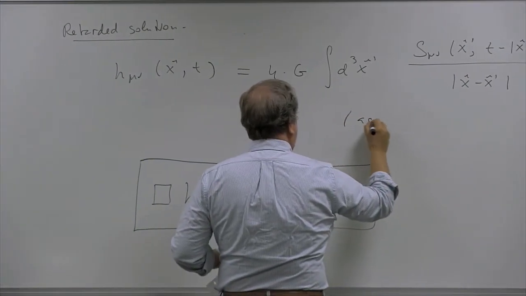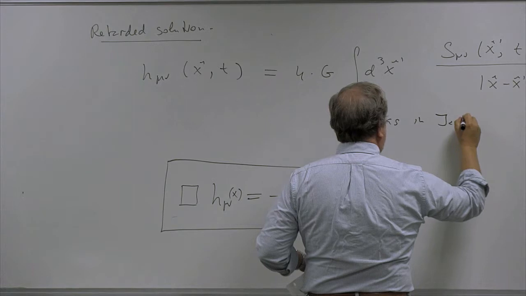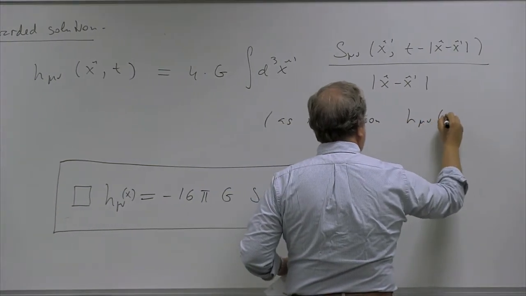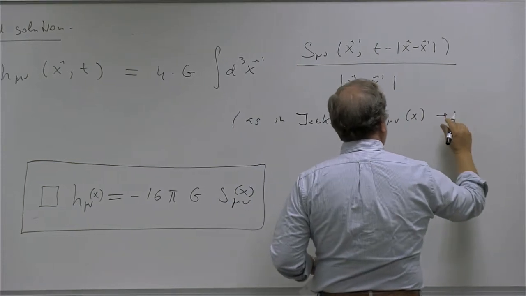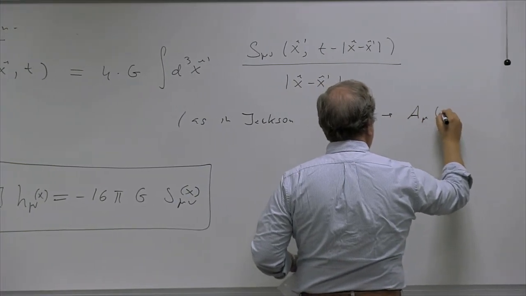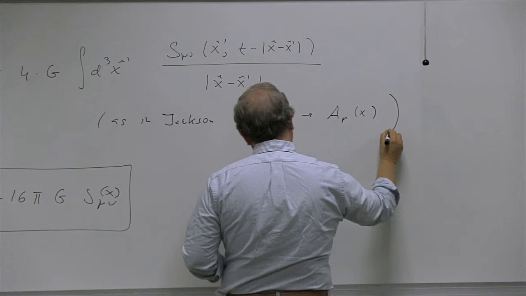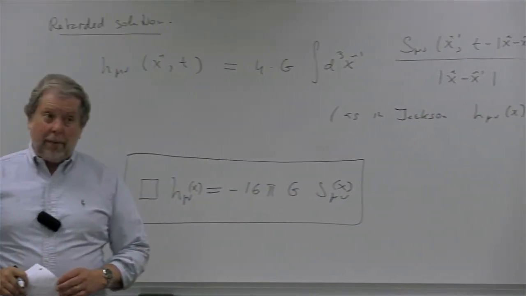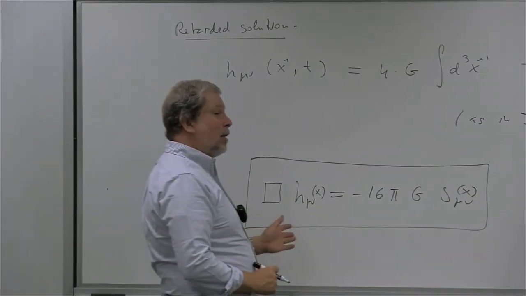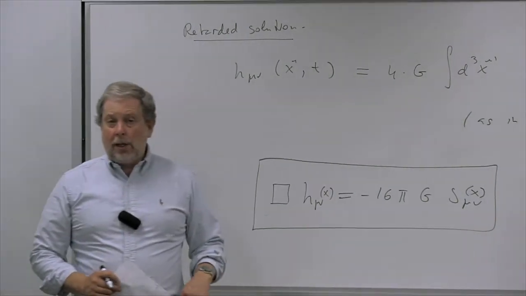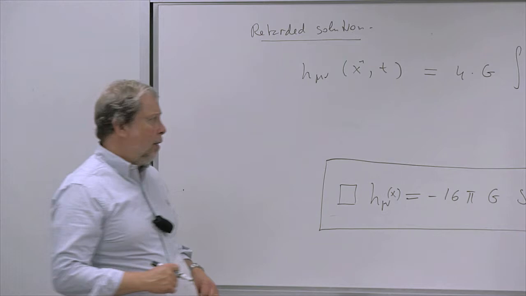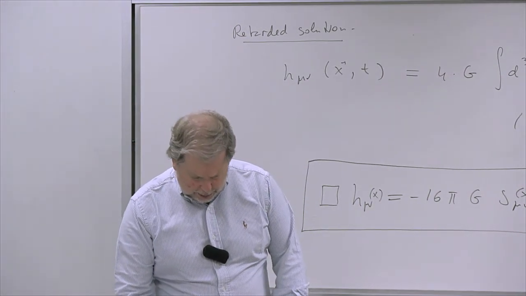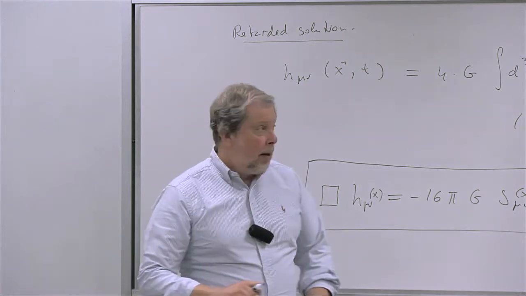So as in Jackson, with h mu nu of x getting replaced, in Jackson, by A mu of x, or vector potential, with that correspondence. Again, the only thing that really matters is that these are functions of x. It doesn't matter how many indices they have. You have to pick the retarded solution, though, and not the advanced one to obey causality.